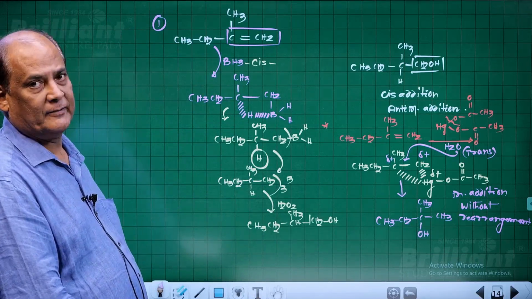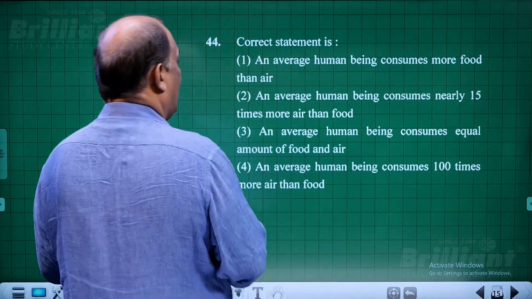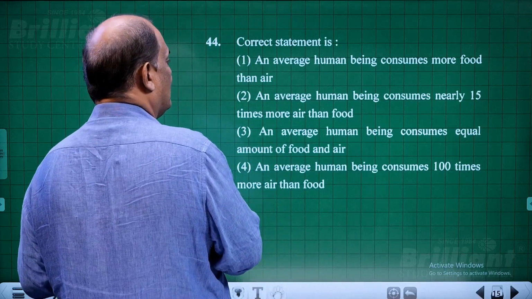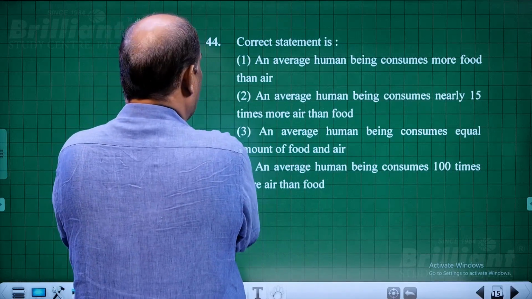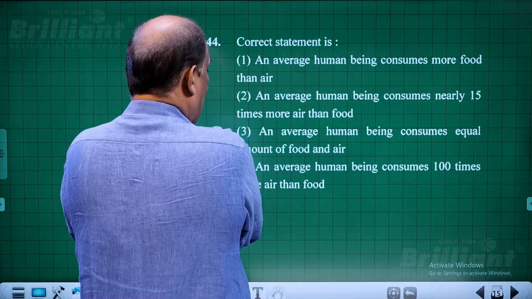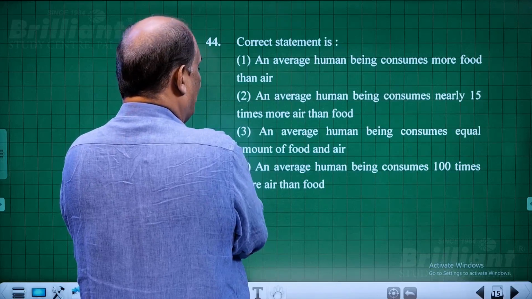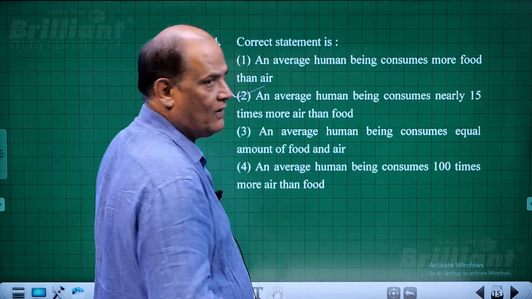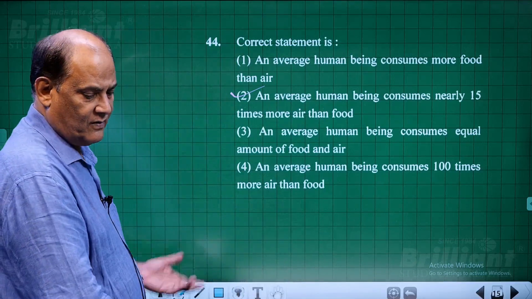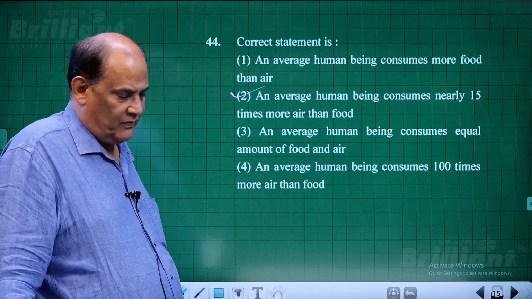Very, very important. Correct statement: the average human being consumes more food than air. An average human being consumes nearly 15 times more air than food. An average human being consumes an equal amount of food and air. You only have to remember this. This is a direct question, a by-hearted theoretical one.